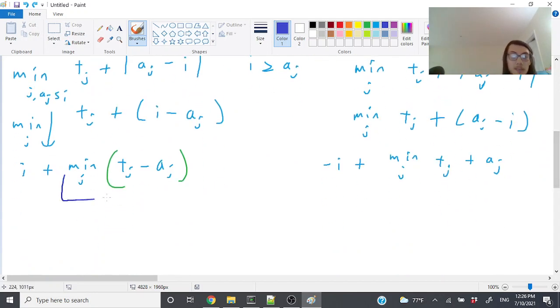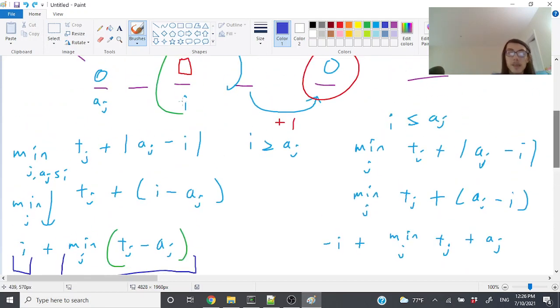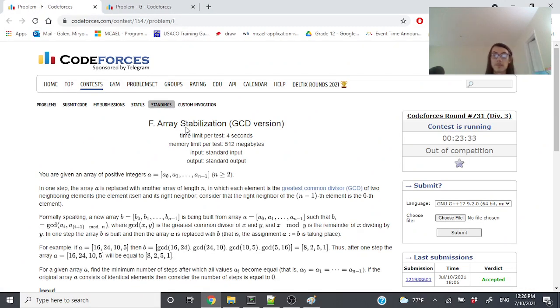Because here, j is completely independent from i. So i is its own thing. i is constant in this case. We're minimizing over j, which means i might as well just be some number, like 2, for example. And then now we're just minimizing over j. That means we just have to minimize this quantity, which is, again, a different number. It's constant for j. So we're taking the minimum of these numbers.